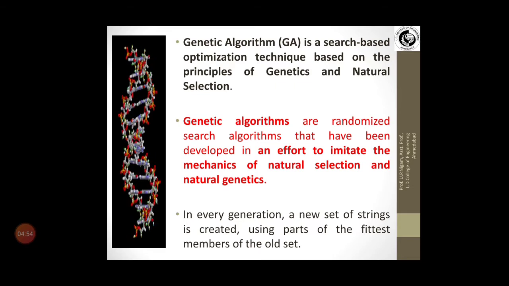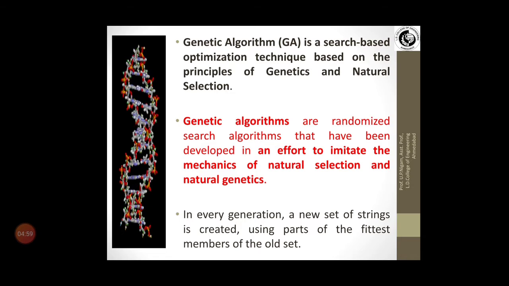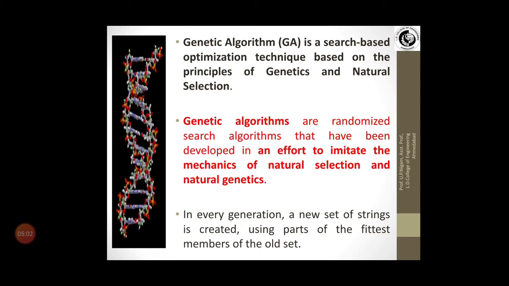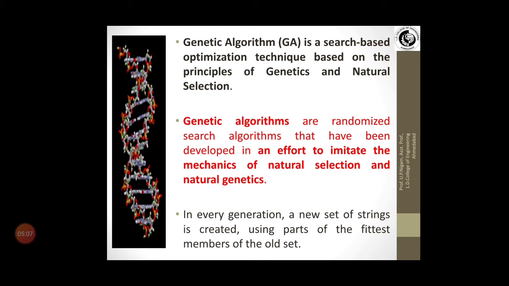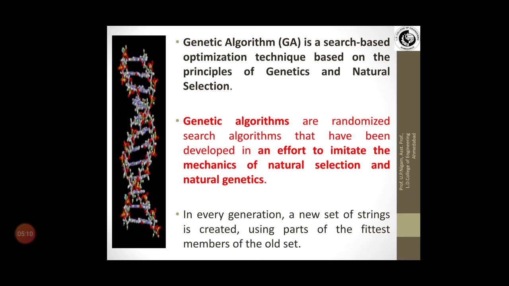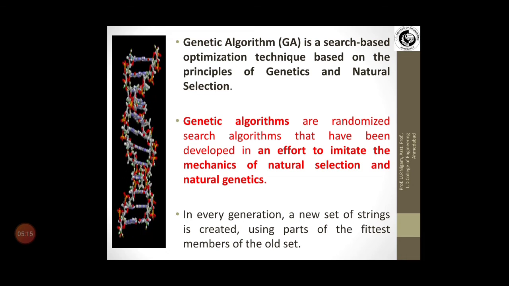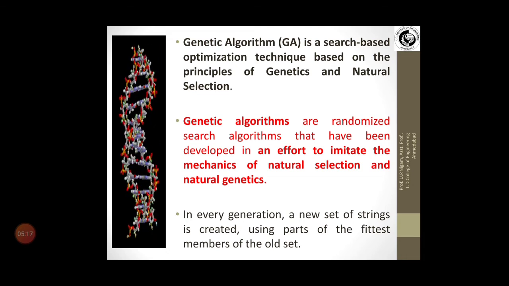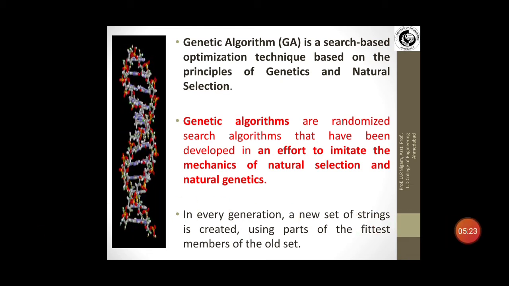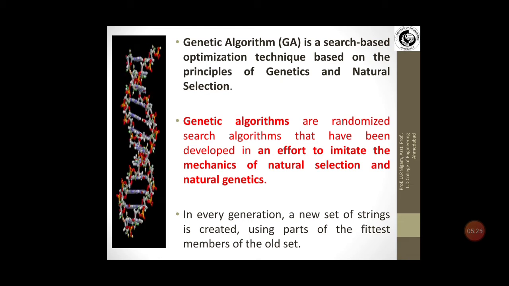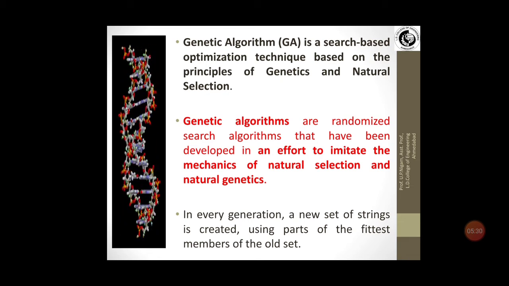It is a search-based optimization technique. It is used to find the optimum solution, and it is one of the best methods for reaching optimized values in optimization problem solving. Genetic algorithms are randomized search algorithms that have been developed in an effort to imitate the mechanics of natural selection and natural genetics. In every generation, a new set of strings is created using parts of the fittest members of the old set.